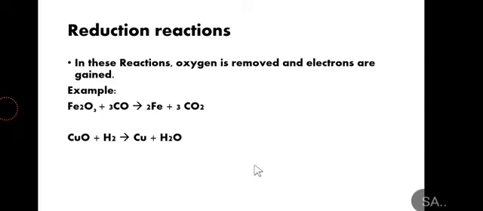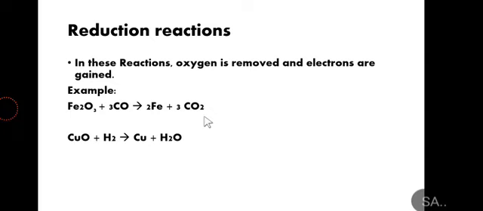Now the reduction reactions. Reduction reactions are totally opposite to the oxidation reactions. In these reactions, what happens? Actually, the oxygen is removed from a substance and electrons are gained. So you must remember that in oxidation reaction, oxygen was gained and the electrons were removed. And here, as you can see, the oxygen is removed and the electrons are added.